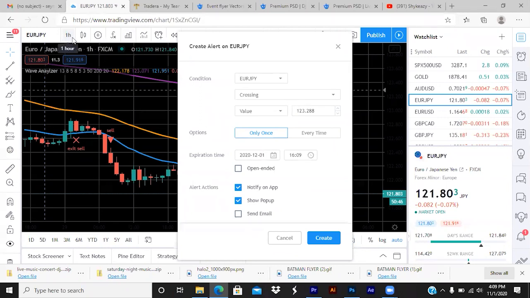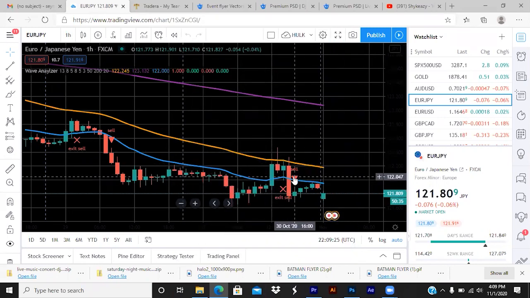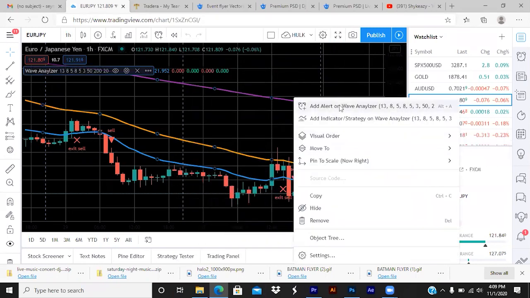Remember that, family. So now if I come down to right here and it says crossing, it says alert every time the lines cross. Or you could say, hold on, let me go over the alert like that. So add alert on Wave Analyzer: right click on the Wave Analyzer, the EMA or the signals, and you will say add alert on Wave Analyzer.